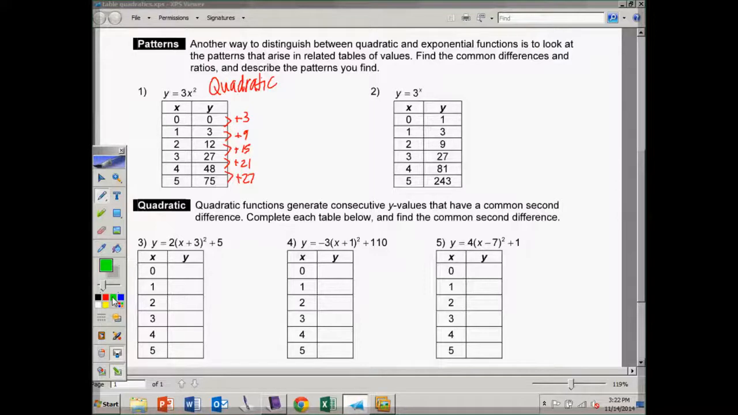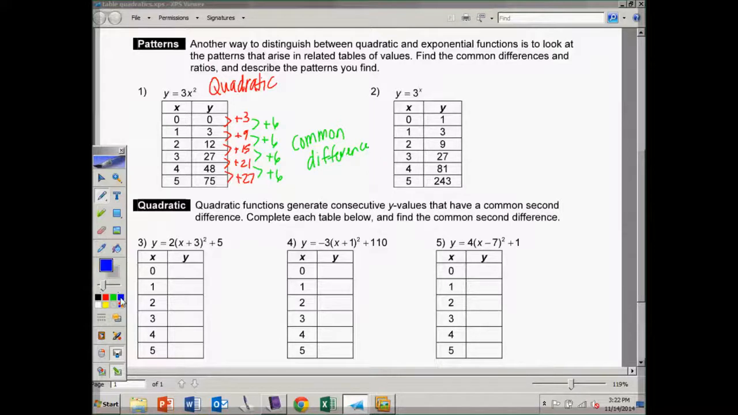Now, if this is a quadratic, that means that when I find the second common difference, they should be the same. So how would I go from 3 to 9? 6. How would I go from 9 to 15? 6. How would I go from 15 to 21? 6. How would I go from 21 to 27? 6. So I have a common difference. 6. Okay? It's called a common difference because even though it says plus 6, could that not be written as minus negative 6? And still mean the same thing?